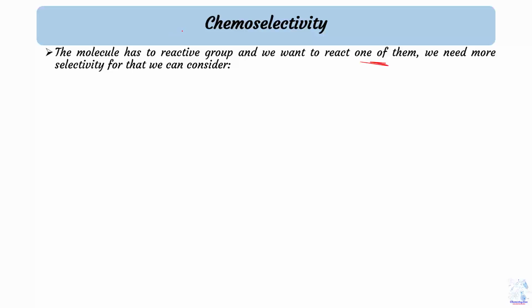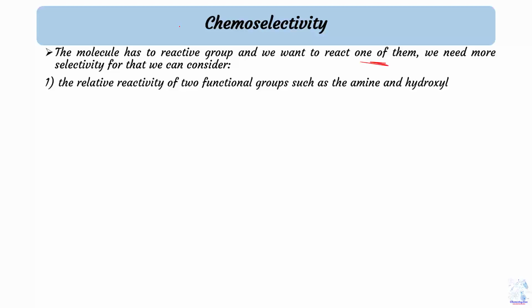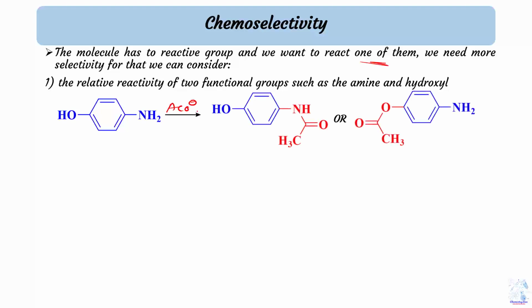There are basically three types of examples. The first is the relative reactivity of two functional groups, such as an amine and a hydroxide. Suppose there is a benzene containing both amine and hydroxide groups, and we wish to add some derivative like acetate. What happens there? It could react like that or that. We cannot control the chemoselectivity with that kind of group, but we need to take some precaution.